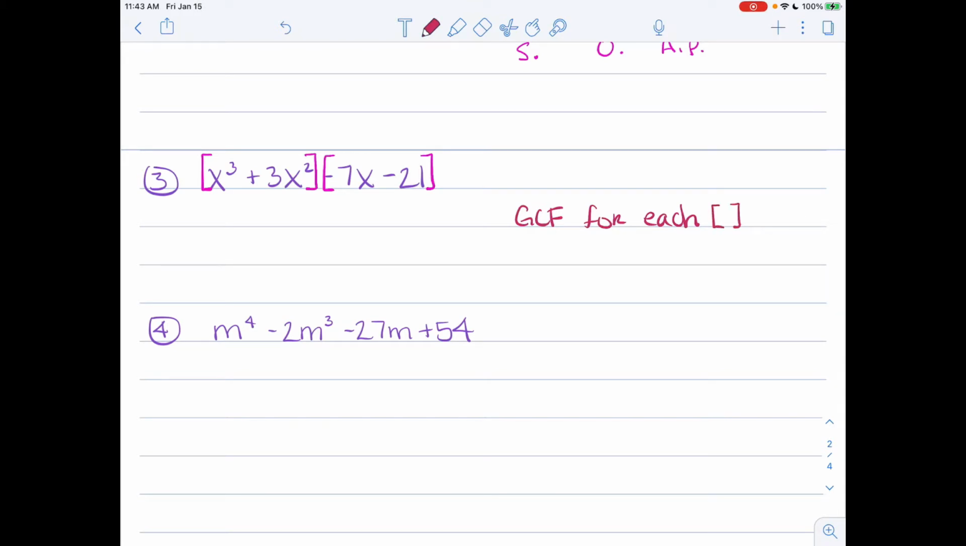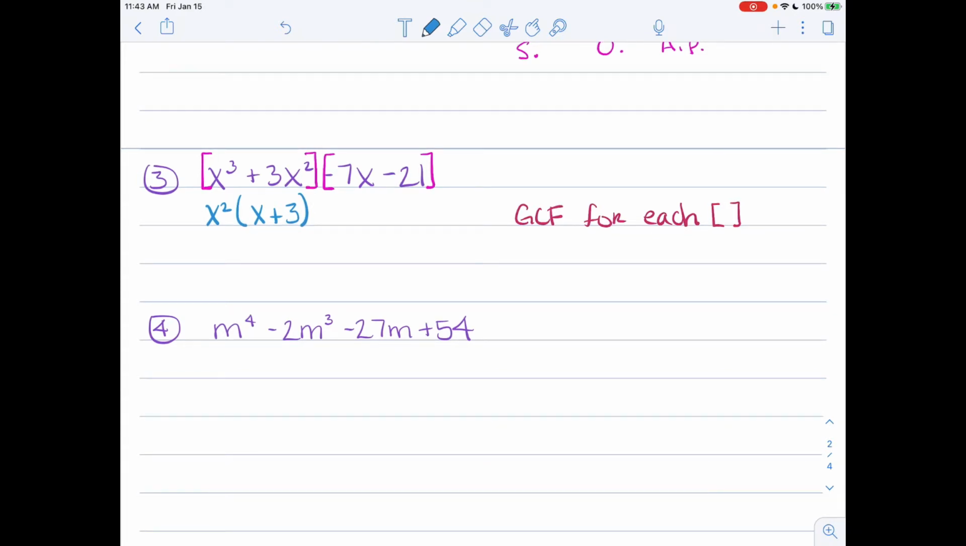So we will look at x cubed plus 3x squared. My GCF for that is x squared. What do I have left? x plus 3. Let's look at negative 7x and negative 21, and those have a negative 7 in common, and I will have x plus 3 left. Be careful here. We pulled a negative out as part of the common factor, so that means that this negative and this negative have become positive.